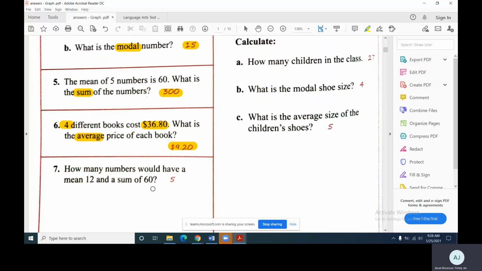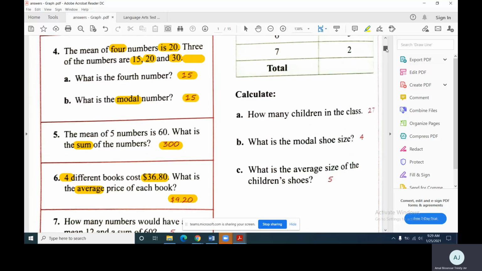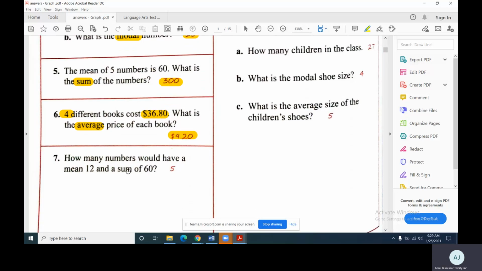$9.20. So when we spoke about mean, we said you can add up numbers, divide, and get the mean. You can also multiply numbers to get the total. So if I want to know how many numbers we are talking about, like up here, where I had 4 numbers, how many numbers do I have here? How many numbers do I add up to get 60 if my mean is 12?